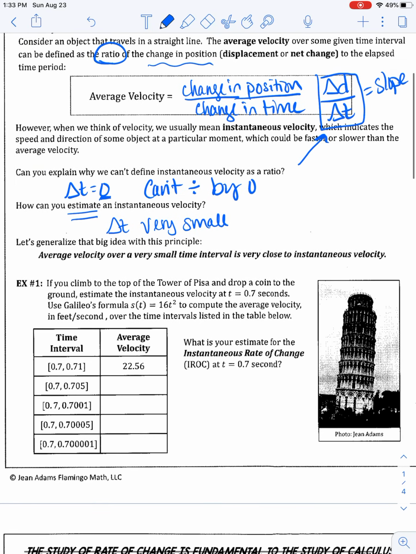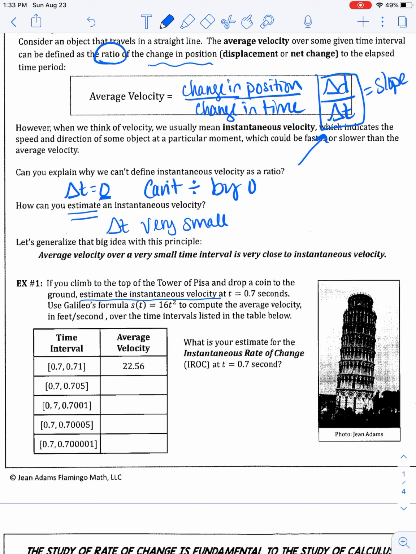So here's a good example. It says if you climb to the top of the Tower of Pisa and drop a coin to the ground, estimate the instantaneous velocity. Again, we have to estimate it because we don't have the tools to find it exactly. At 0.7 seconds. Use Galileo's formula, S of t, and that's your position, is 16t squared, to compute the average velocity in feet per second over the time intervals listed in the table below.